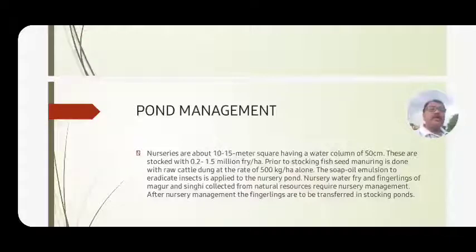After the nursery management, the fingerlings are to be transferred into the stocking ponds. When the nursery management is completed, the fingerlings are transferred to the stocking ponds. Then the next point after pond management is the stocking ponds of the air breathing fish.